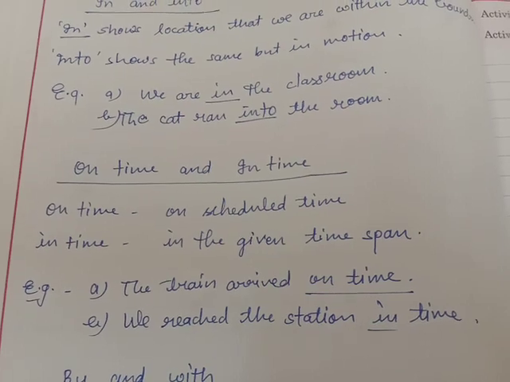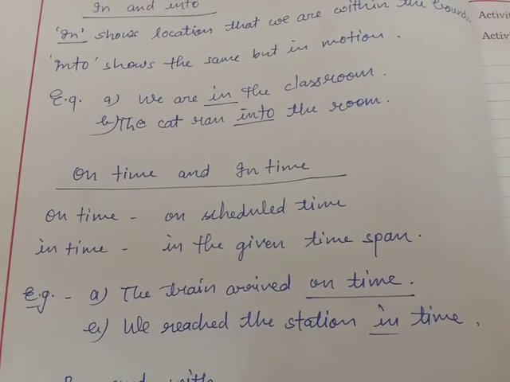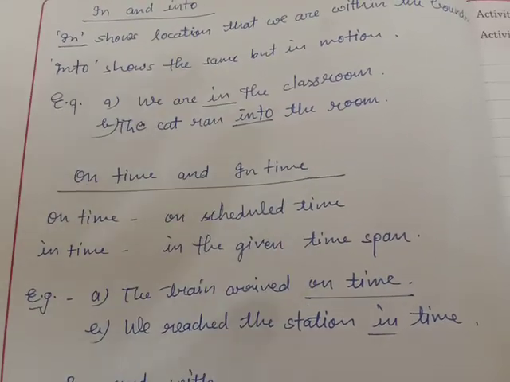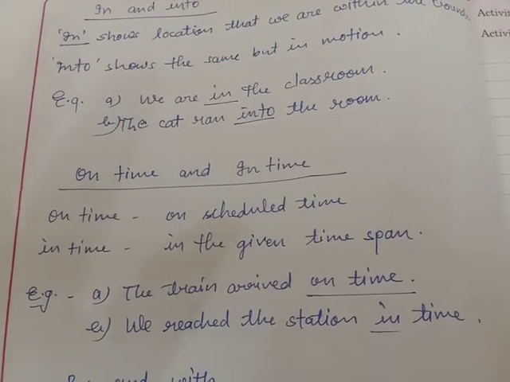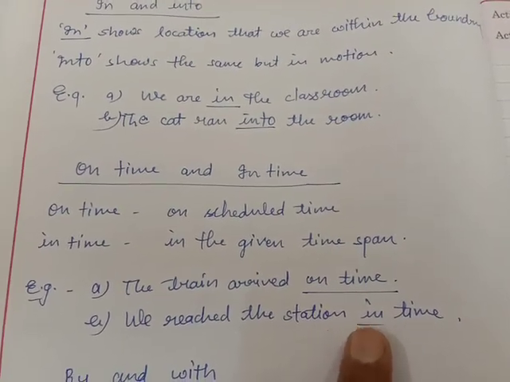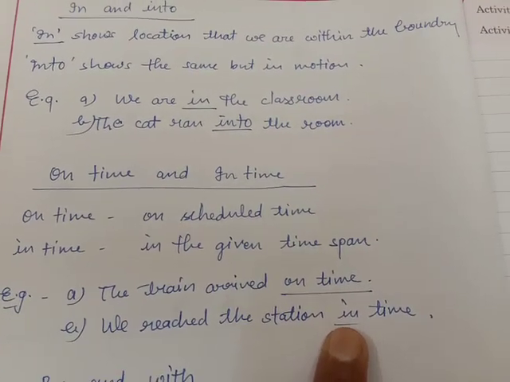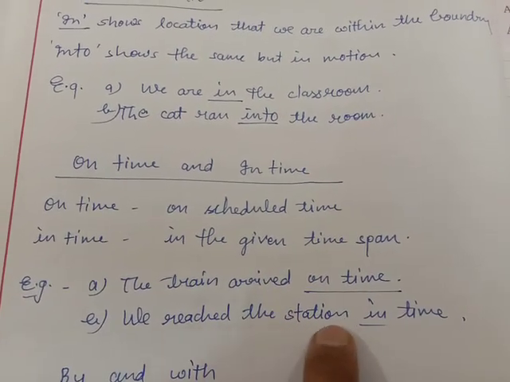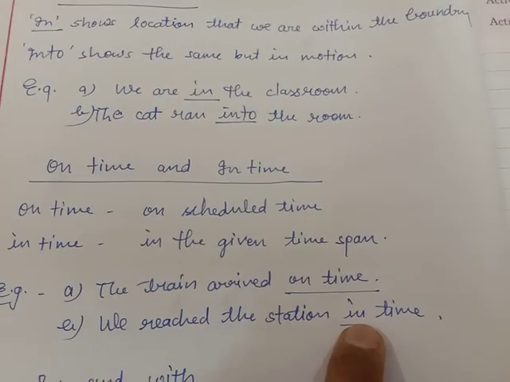That is by 9:45, 9:50, 9:55, which means before time we have reached there. So we will say that in time. And if we arrived there exactly at the scheduled time, we reached the station on time, that is 10 o'clock.